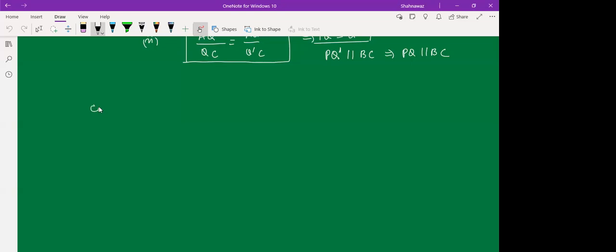For congruency of triangles, congruency of figures is that their shape and size both are simultaneously equal, right? Yes, sir. So this is the criteria of congruency of figures.